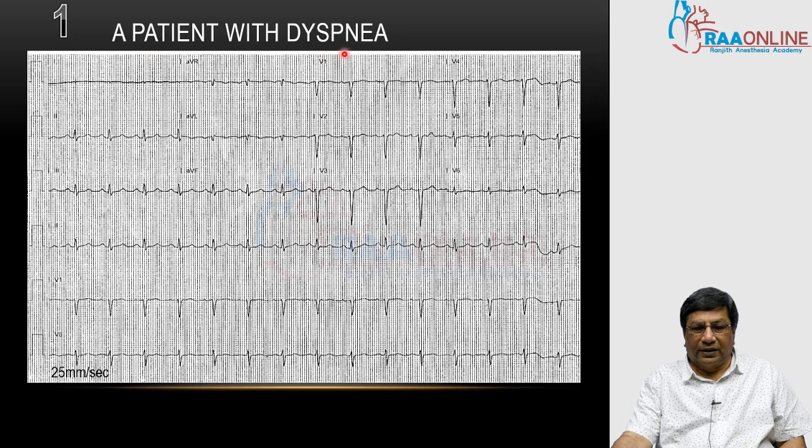This patient comes with dyspnea, a chronic smoker. So here you can see the low voltage complexes in limb leads and some minor T wave changes and a little bit of non-progression of R wave from V1 to V6.